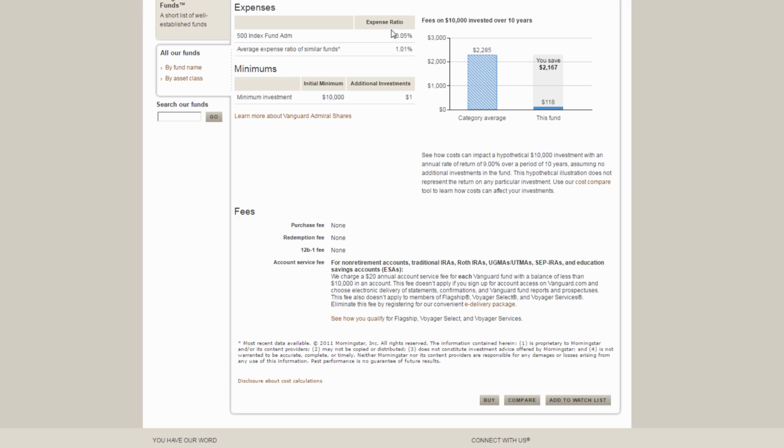This expense ratio is that annual cost. That's your yearly 0.05 you're paying. So we look down further here at fees. The purchase fee, that would be a load, is none. So great, there's no load to it.